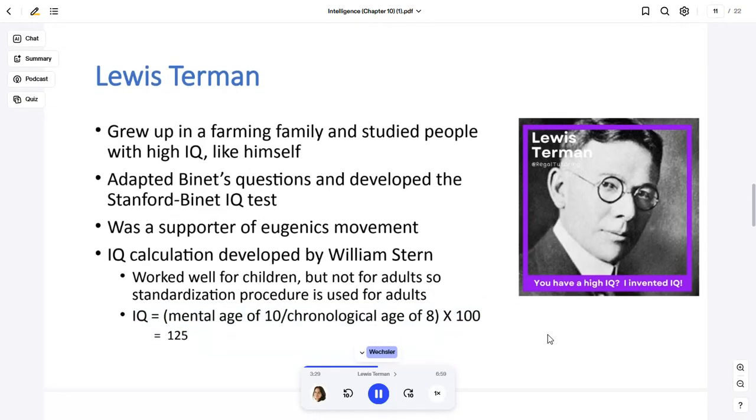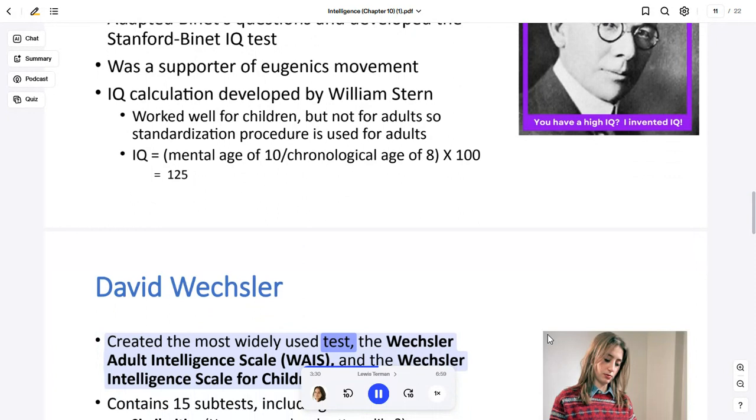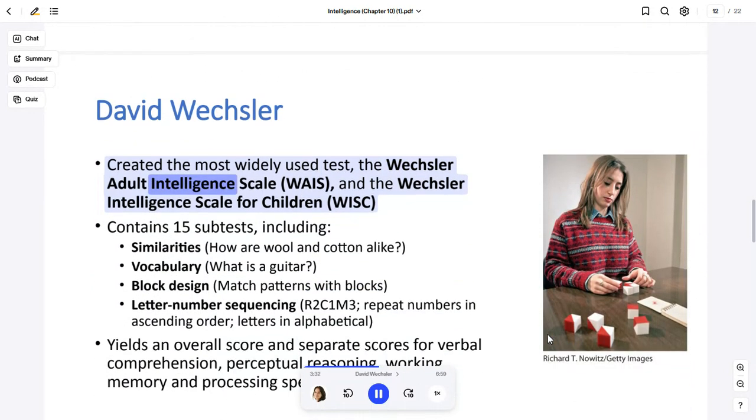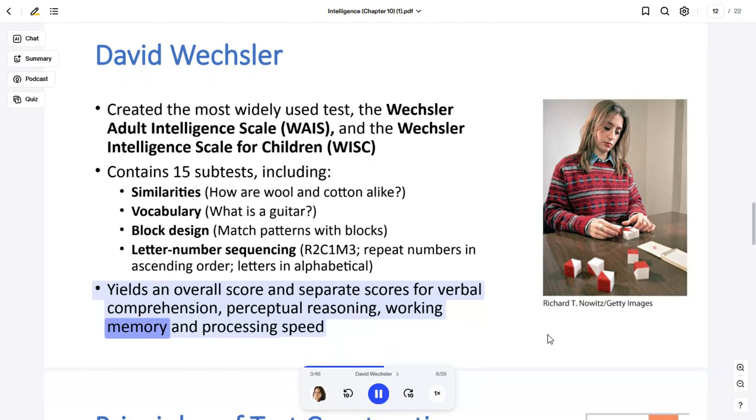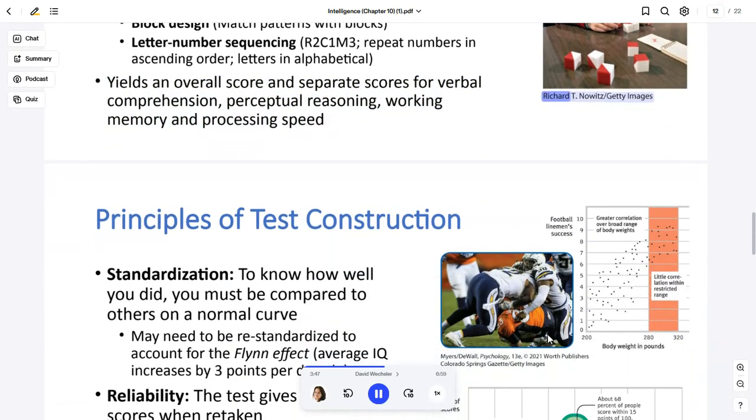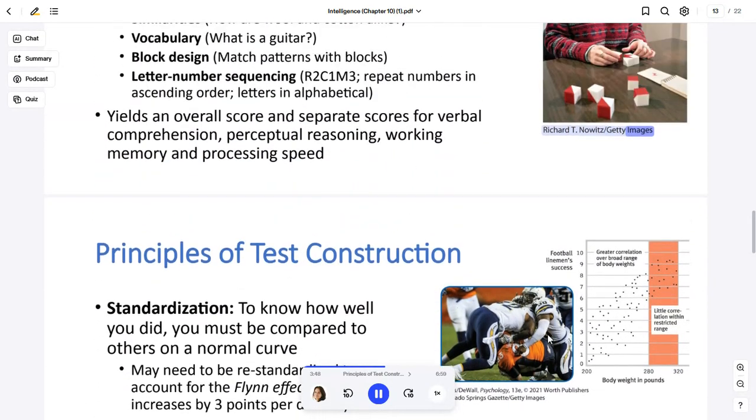David Wechsler created the most widely used tests, the Wechsler Adult Intelligence Scale and the Wechsler Intelligence Scale for Children. They contain 15 subtests including similarities, vocabulary, block design, and letter-number sequencing. The test yields an overall score and separate scores for verbal comprehension, perceptual reasoning, working memory, and processing speed.